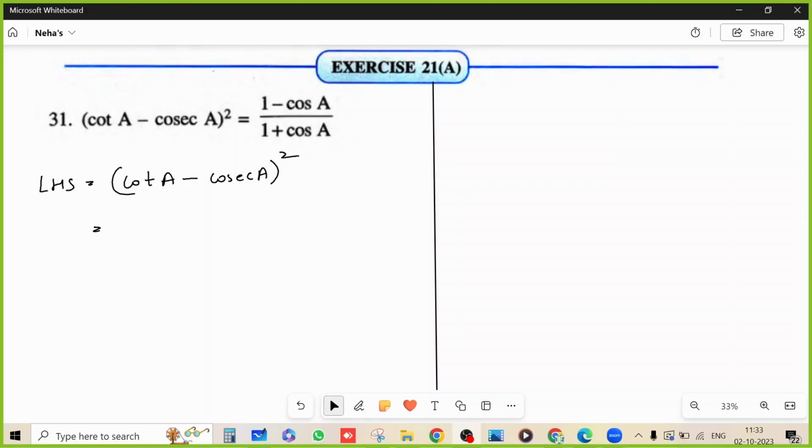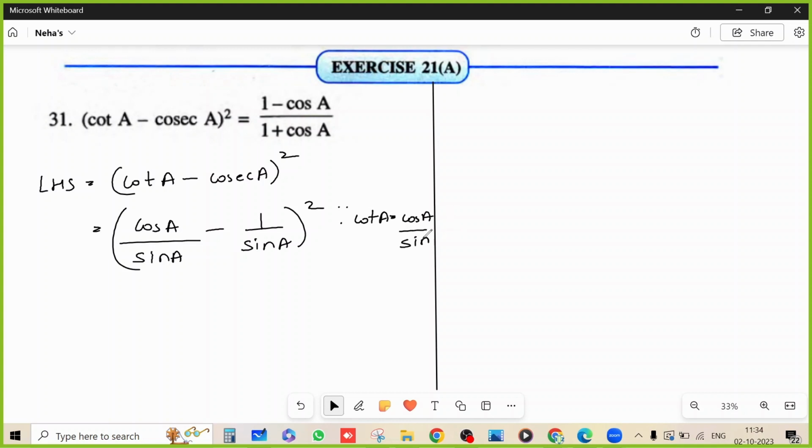Let's now begin with question number 31, where the left hand side is given as (cot A minus cosec A) whole square. Now we know that cot A can be written as cos A divided by sin A, and cosec A can be written as 1 upon sin A. Now we will take the LCM here, which will be sin A, and the numerator here will become (cos A minus 1) whole square.